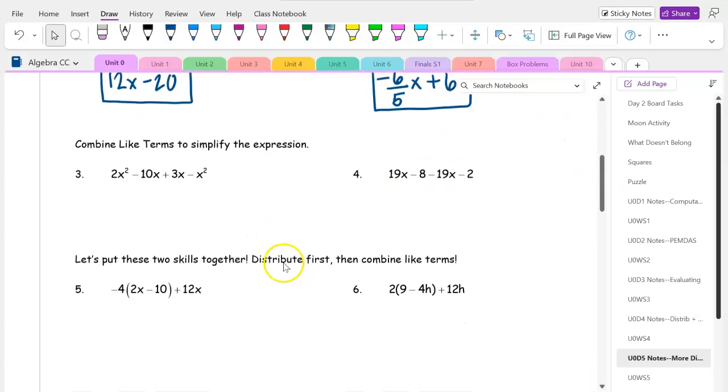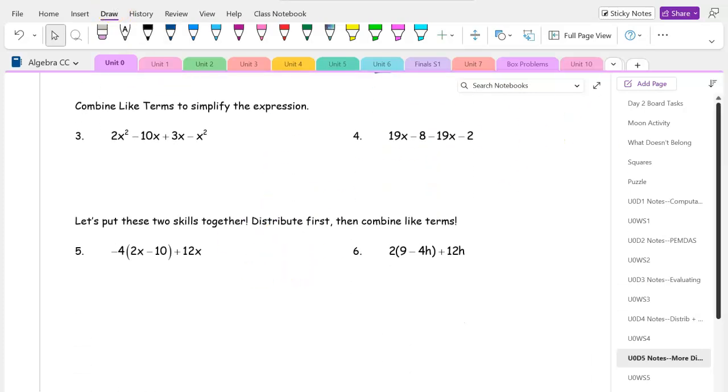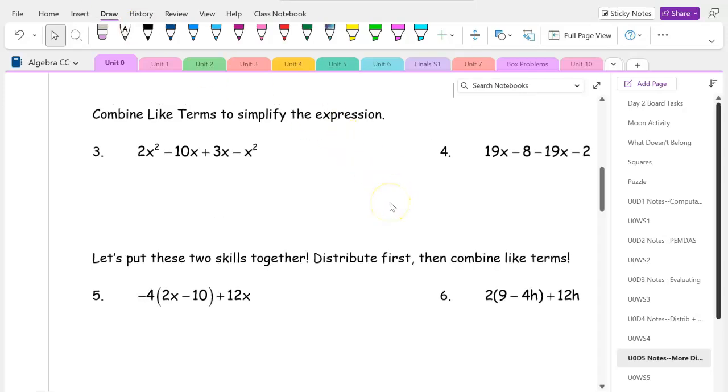Now we're going to combine like terms to simplify the expression. When we combine like terms, it means that your same variable with the same exponents have to go together. This is a positive 2x to the second. And then here's another x to the second. There's not a number in front, it's just a 1.